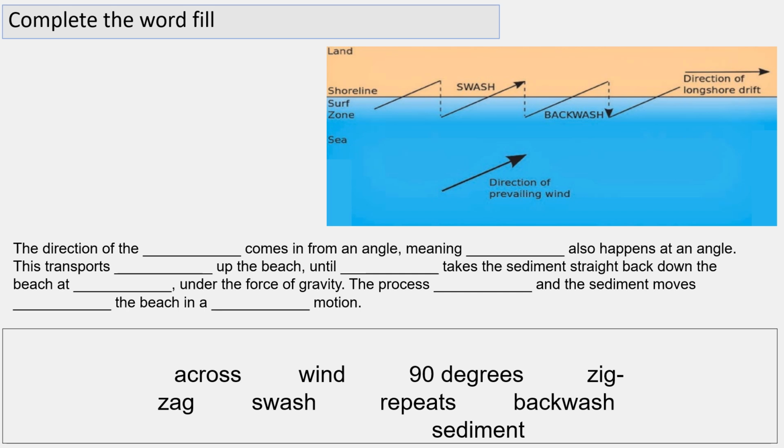Right, so what you should have got for this is: the direction of the wind comes in from an angle, meaning swash also happens at an angle. This transports sediment up the beach until gravity takes the sediment straight back down the beach at 90 degrees under the force of gravity. This process repeats, and the sediment moves across the beach in a zigzag motion.